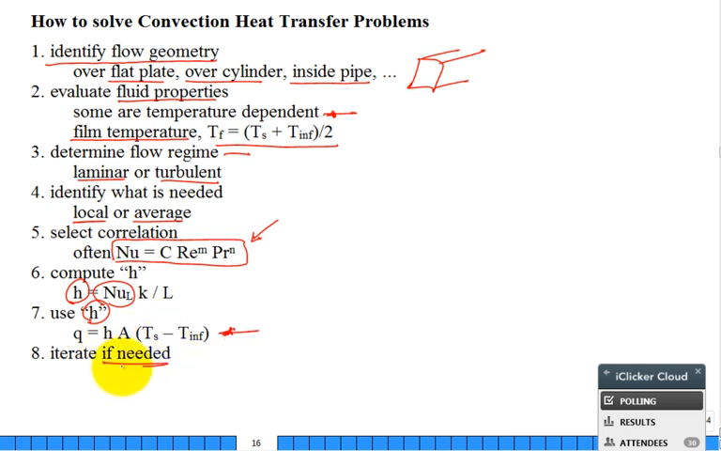And iterate. Why would you iterate if needed? Often we don't know what temperature to get the fluid properties. Or sometimes we may have to guess that I think it's going to be turbulent. And then you find out, oh no, if I check the Reynolds number, it looks like it's laminar. Well, I need to iterate and go back and get a different correlation. So, iteration by properties, or iteration by correlation if you thought one was laminar or turbulent.